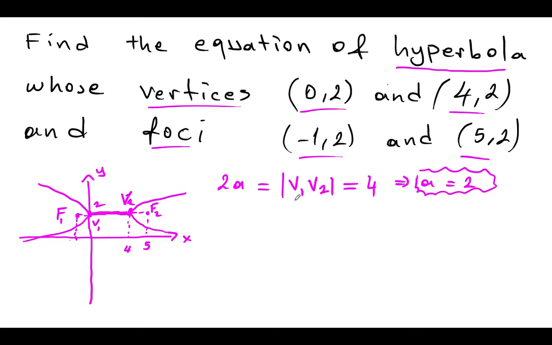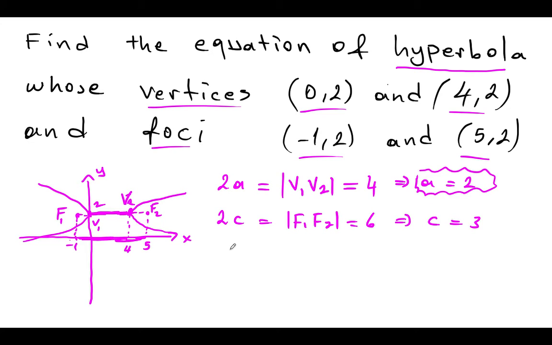And then the distance between the foci, which is 2c, is equal to F1F2. This is -1, this is +5, so this distance will be here. I think it's clear that it's 6, right? And then c is equal to 3.